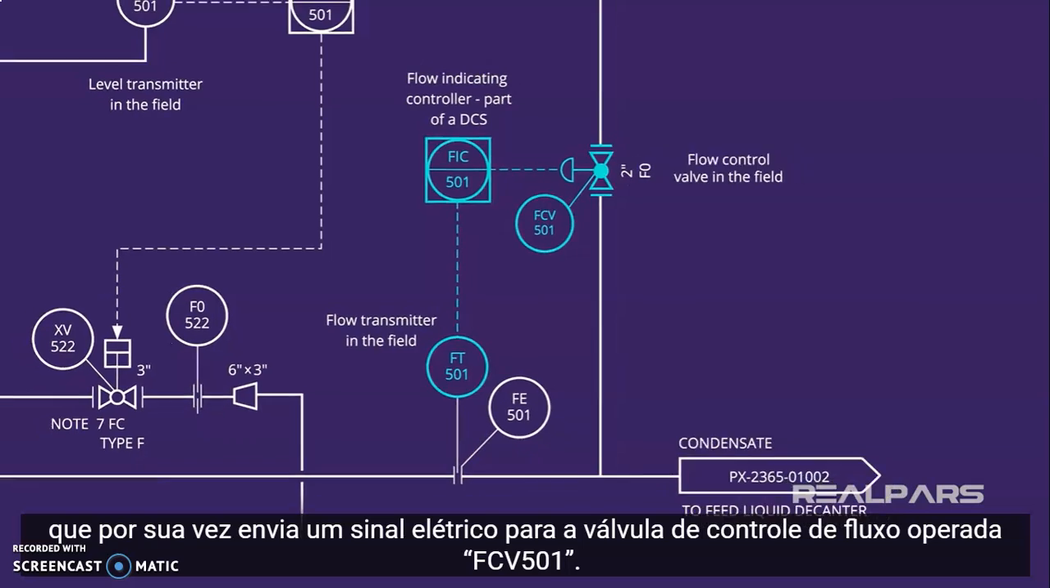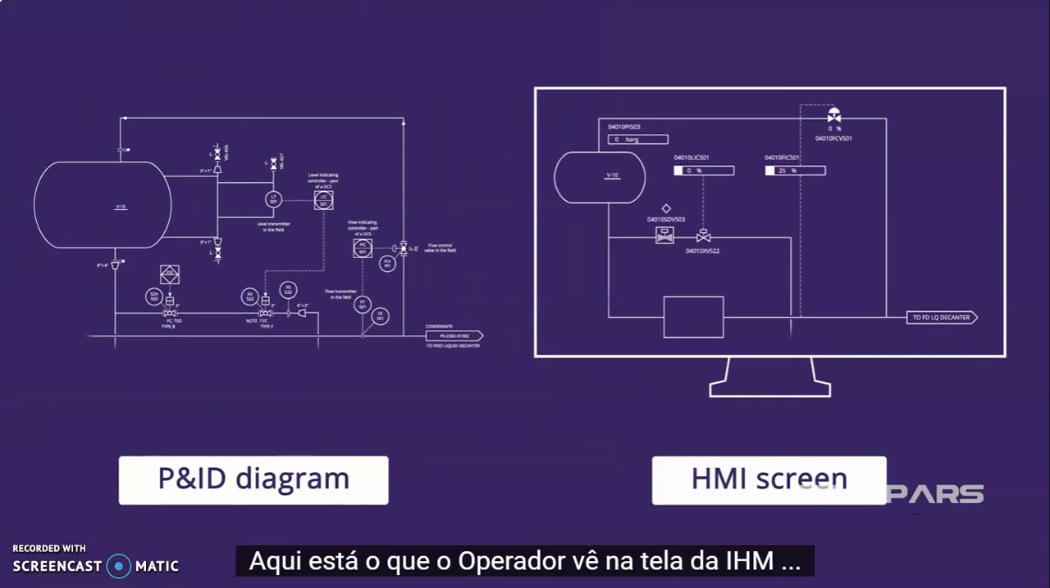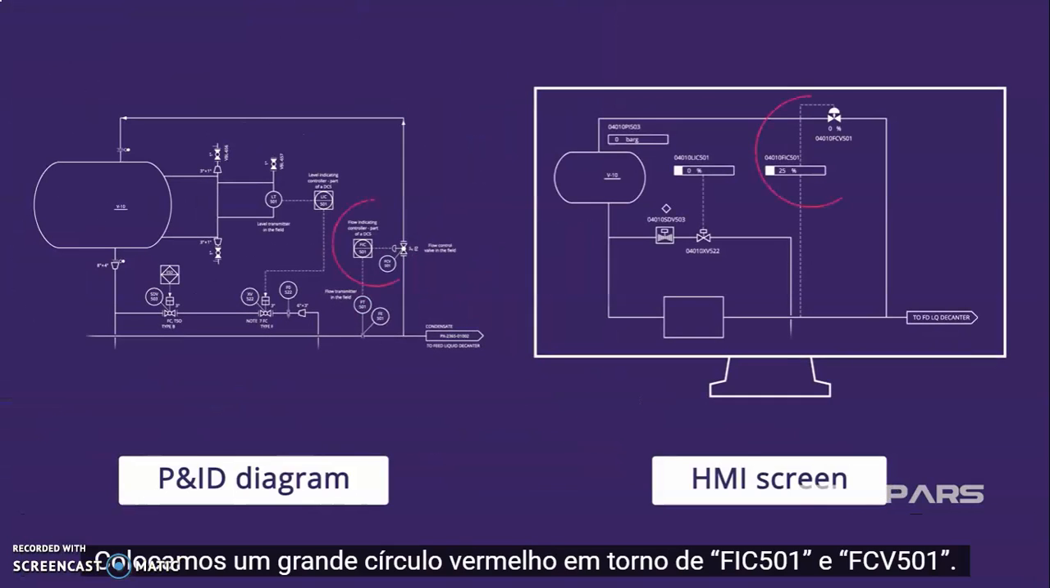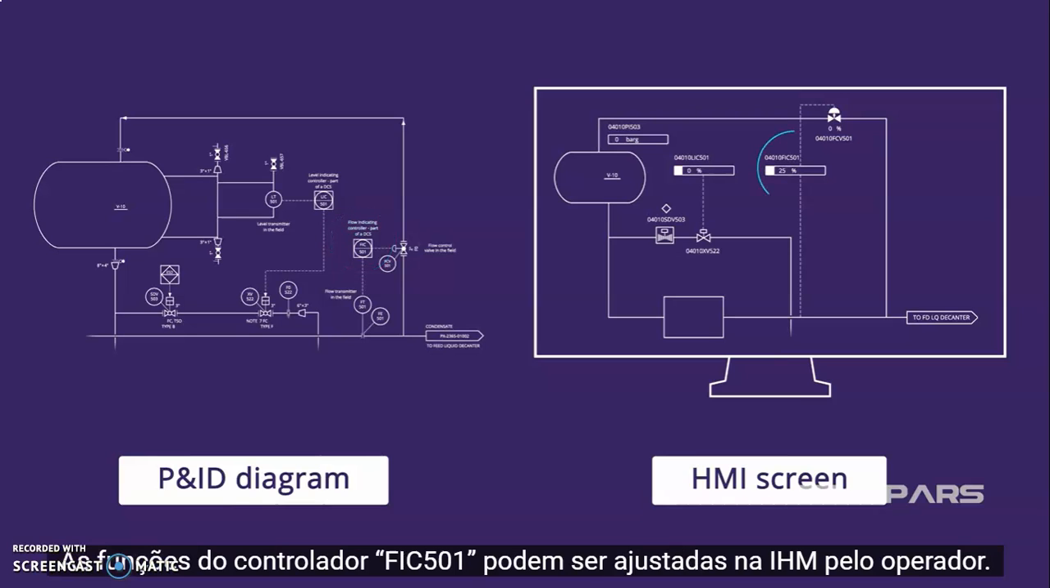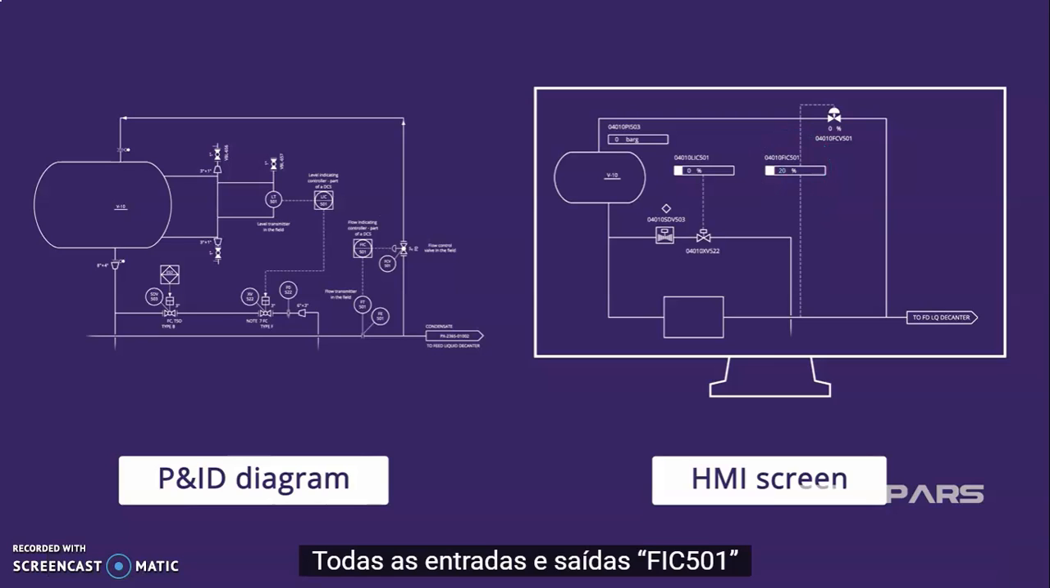FCV501. Here's what the operator sees on the HMI screen. We put a big red circle around FIC501 and FCV501. As we discovered on the P&ID, the controller FIC501 is part of the DCS. FIC501 controller functions can be adjusted at the HMI by the operator. All FIC501 inputs and outputs can be observed in real time on the HMI as well.